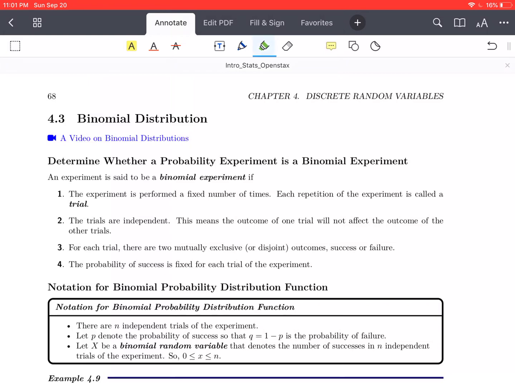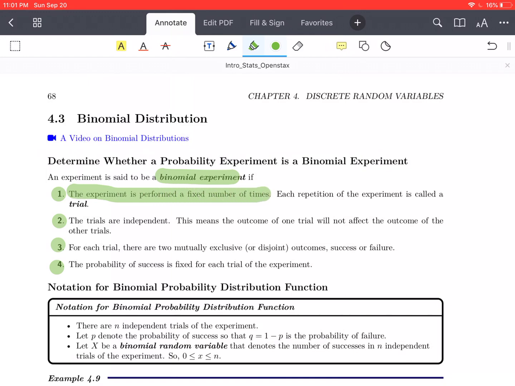In order to determine whether a probability experiment is binomial, we say an experiment is said to be a binomial experiment if the following four conditions are met. The experiment is performed a fixed number of times. Each of these repetitions is called a trial. So we have a fixed number of trials.